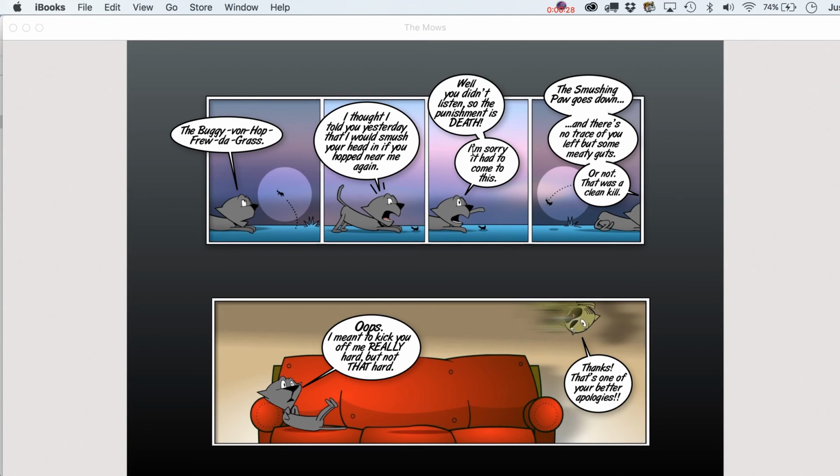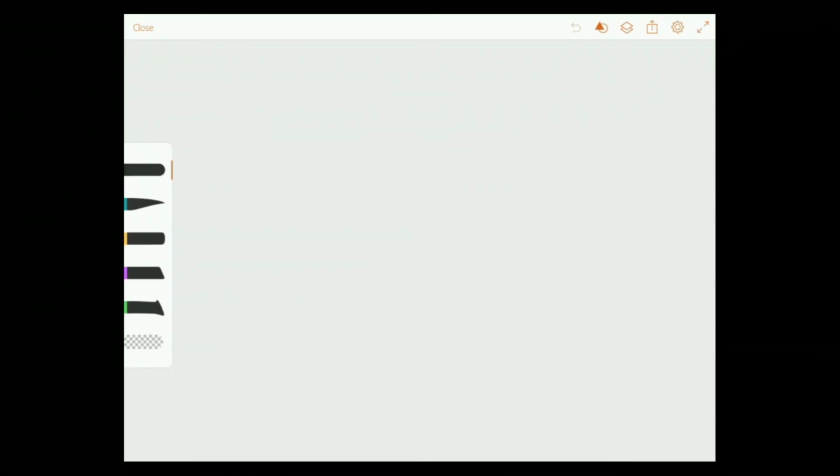I'm sorry it had to come to this. And of course, the grasshopper just hops away while he's not looking. And then he says, the smushing paw goes down, and there's no trace of you left but some meaty guts. Or not. That was a clean kill, right? So, I like that one.